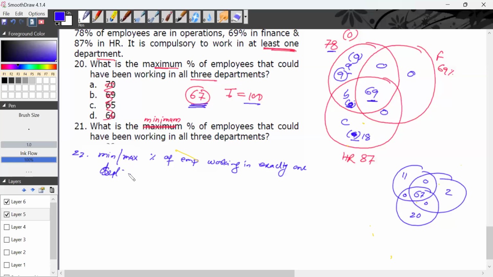That means it's a 2-part question. One, we have to find the minimum percentage of employees who are working in exactly one department. At the same time, we also have to find the maximum percentage of employees who can work in exactly one department. So this term exactly is very, very important. Okay. In this case, can I say exactly one is signifying this area, which I am writing as x, y, z. We have to maximize this or we have to minimize this, whatever. Okay. In the equation format, I do get this equation always.